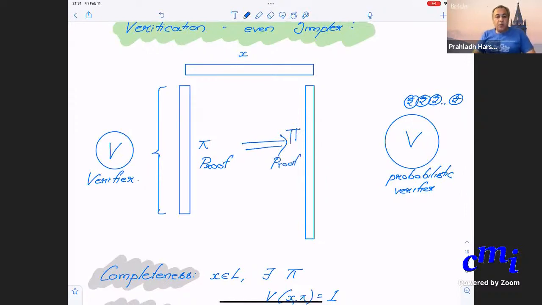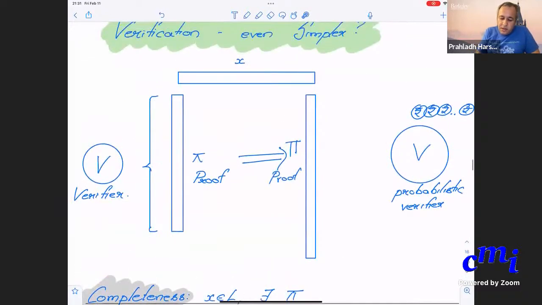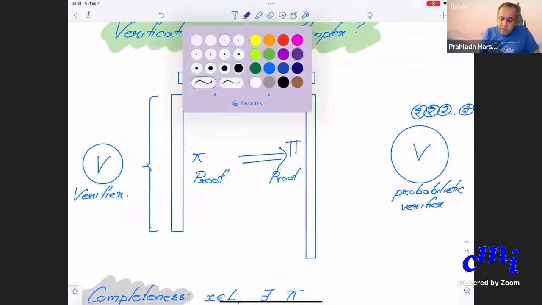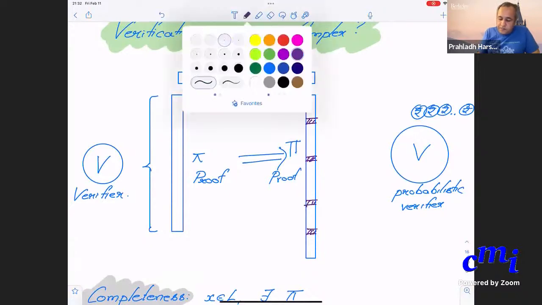Previously, notice, the verifier had to read this entire proof to check whether the proof is correct or not, which would guarantee to the verifier that the statement is correct. Instead, this probabilistic verifier is going to do the following thing. It's going to toss a few coins, and based on this, it's going to read the proof at just a few locations. Say this location, this location, this location, this location.